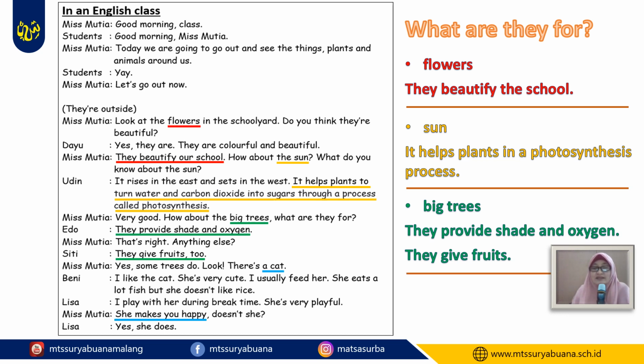Now what about this one? A cat. In this dialogue, a cat makes Lisa happy. And we can generalize it into pet. So a pet can make the owner happy.